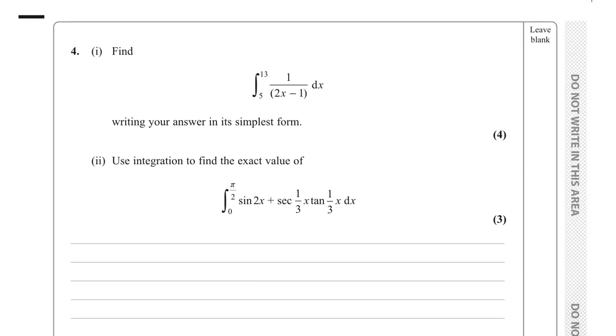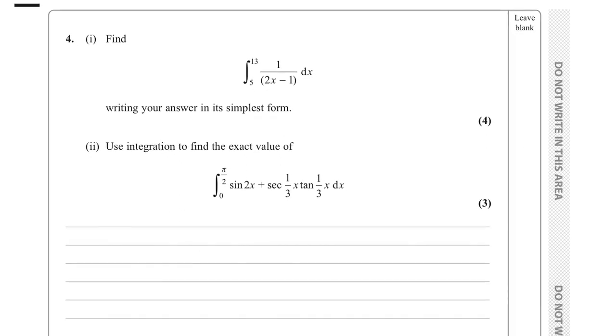Okay, question 4. Give it a go first, and then I'll go through it. So, part 4i says integrate between 13 and 5, 1 over 2x minus 1. Okay, the first thing I'm thinking is I am going to have to make an assumption, okay? And I get 1 over 2x minus 1, so this is to the power of -1, isn't it? Okay, what do we know gives us the power of -1?